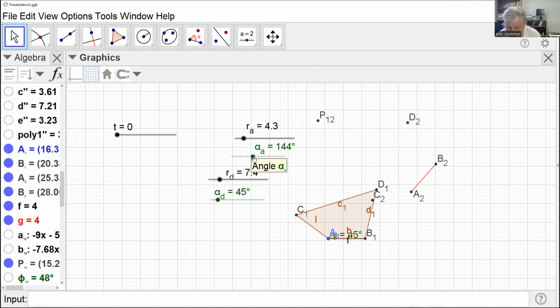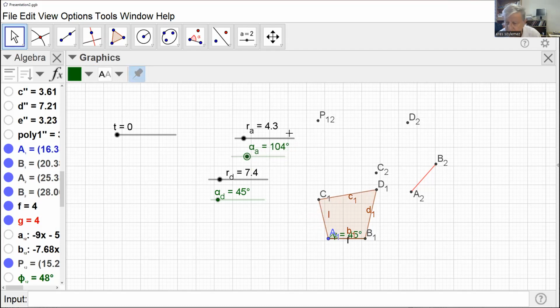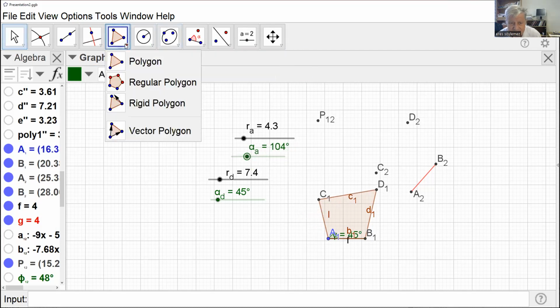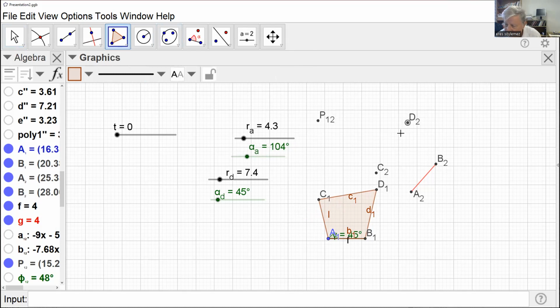C2 is over there, so I will do it like this, so that the two do not intersect. This is my rigid body. I'm going to attach revolute joints to C and D.